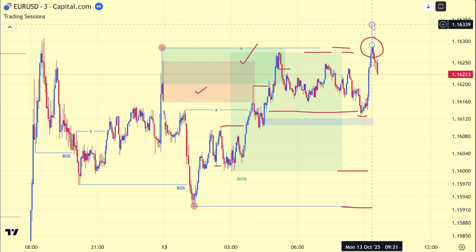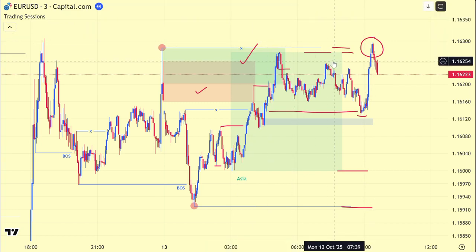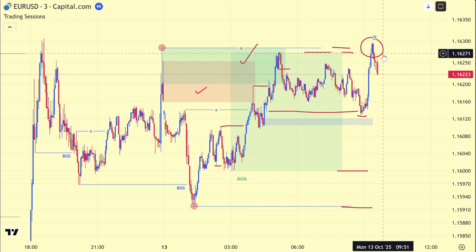Also, this is the reason why I decided to make my trading window after the Asia range, because of things like this. So you can see now I have waited for the Asia range, I have seen the liquidity pool, and this makes me confident to participate in this trade.